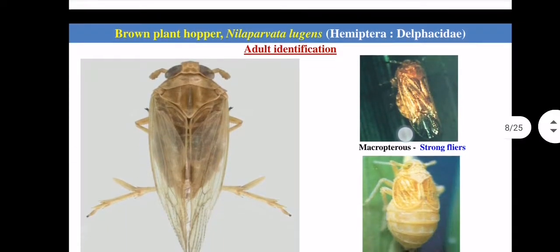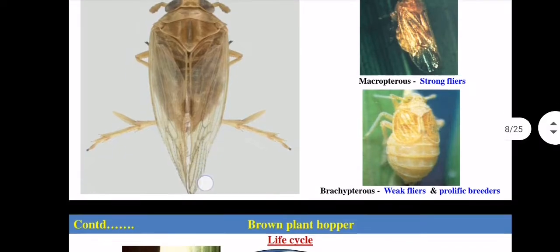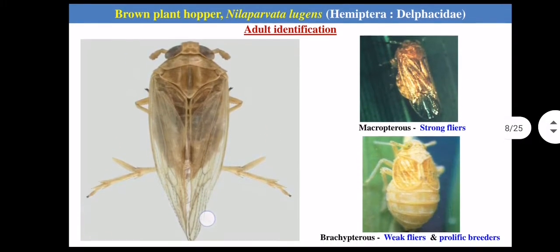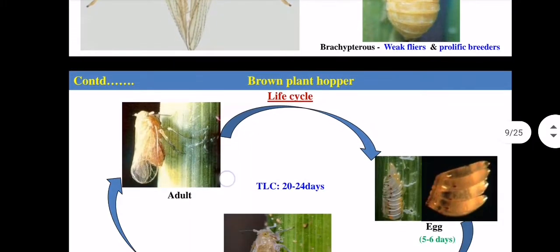And then the second important pest of the paddy or rice is the brown plant hopper. It is a very severe insect pest, mostly found on the rice crop in Punjab and other rice growing areas. So this is the adult identification. These pictures clearly show the adult. This is the brown plant hopper. It belongs to the Hemiptera order.